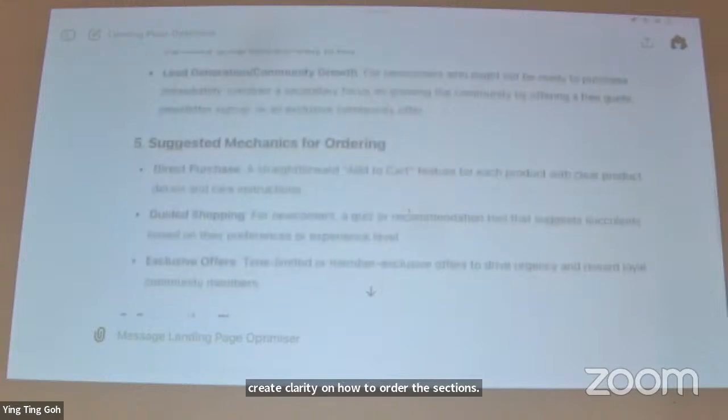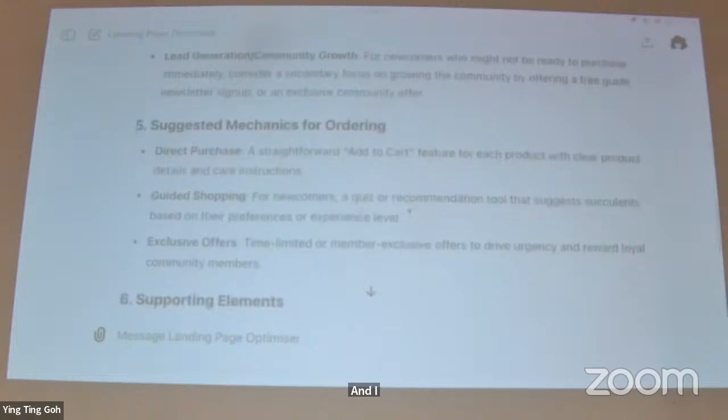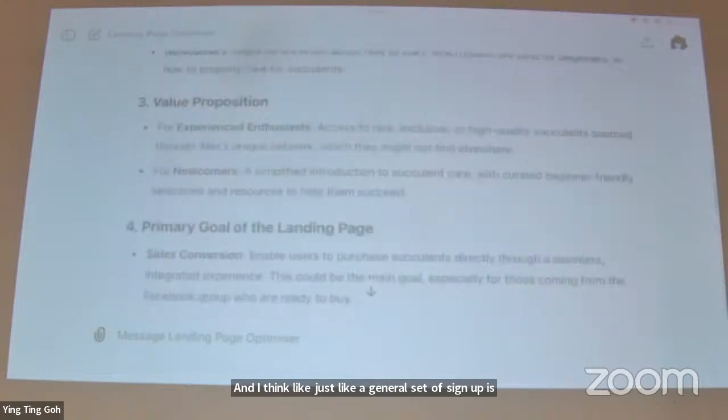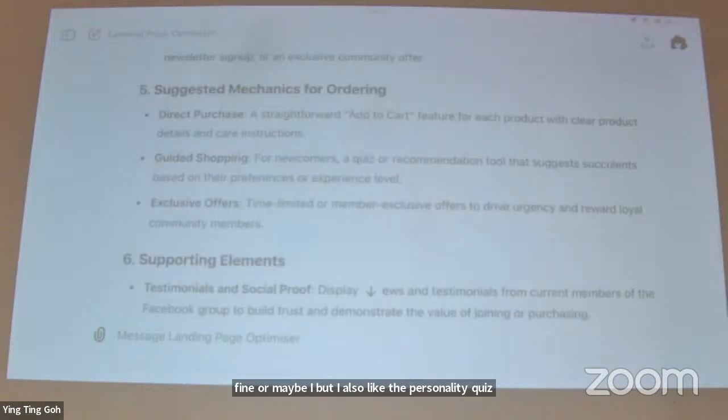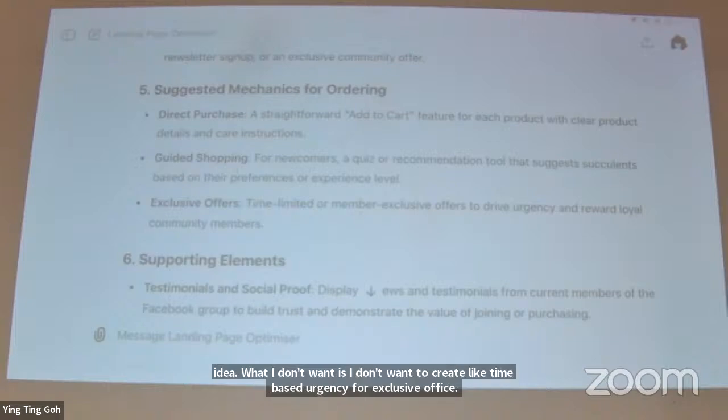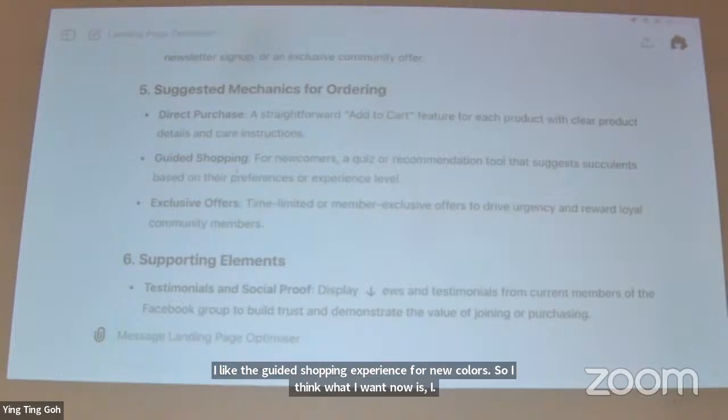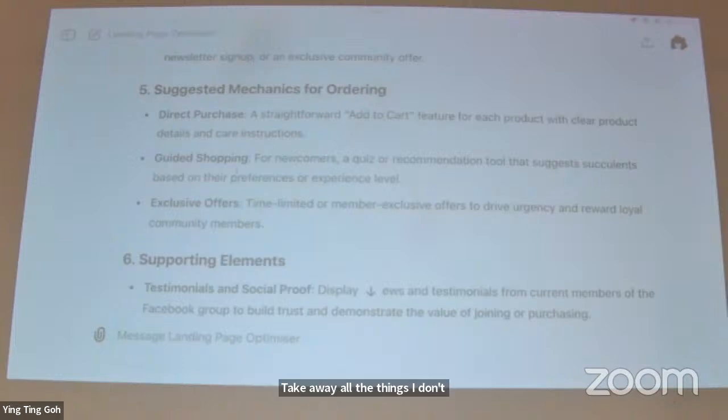And I think a general newsletter sign up is fine, but I also like the personality quiz idea. What I don't want is to create time-based urgency for exclusive offers, but I like the guided shopping experience for newcomers. So what I want now is for you to take away all the things I don't want, and give me a simplified potential user journey and different section ideas for each audience. And should I be creating a different landing page for each, or is there a way to combine, so I can have a single landing page for both types of audiences?